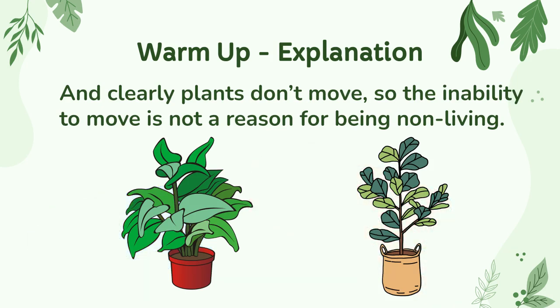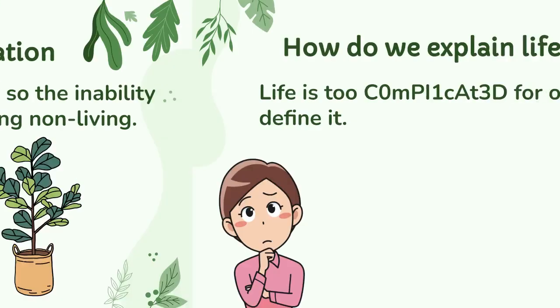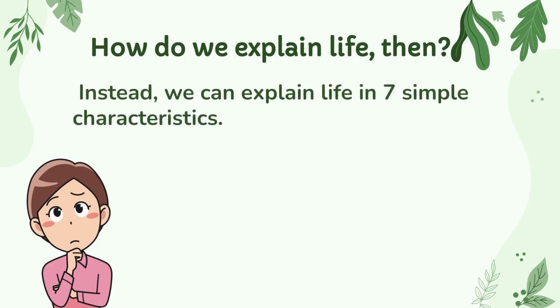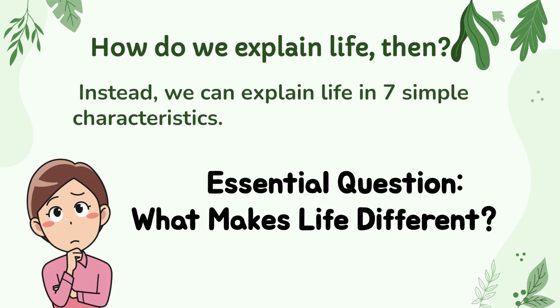And another thing is that often people say, oh, my item doesn't move, so it's non-living. But the thing is, plants don't move either, but they're living as well. So we cannot have that as a reason for them to be non-living. So how do we explain life? The thing is, we try to define life in one rule, and it's too complicated for that. Instead, we can explain life in 7 simple characteristics, and we ask the essential question, what makes life different?